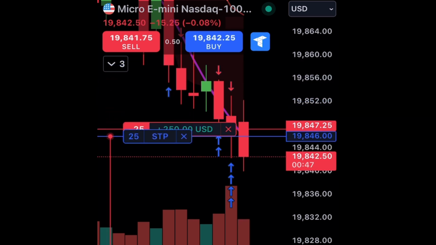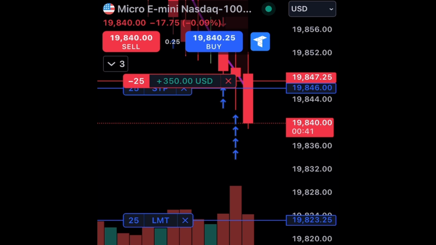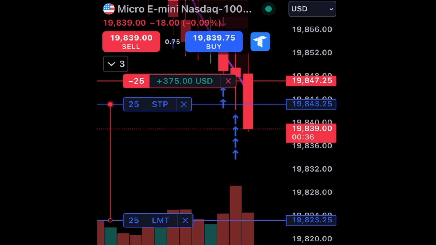Move that stop above our break even point, or below depending on the trade, and we are smooth sailing straight to the bank, adjusting as we go, until eventually we find the saturation point of the trend.